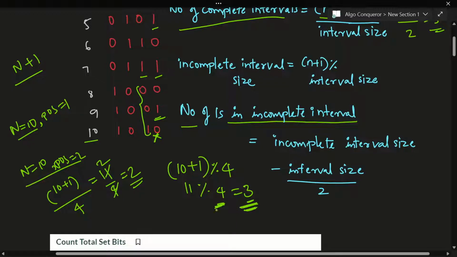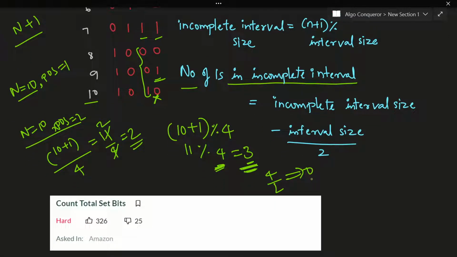In the total size of 4 by 2, the zeros occupy the first half. Will you agree on this? Now, how many ones will be there? The number of ones will be the remainder minus interval size by 2. Interval size 4 by 2. That's what I have written here.